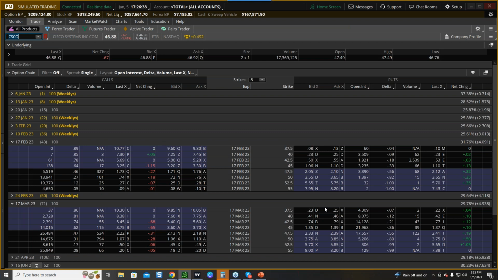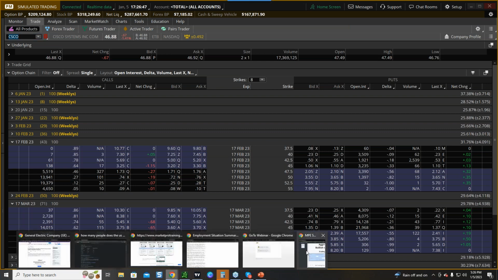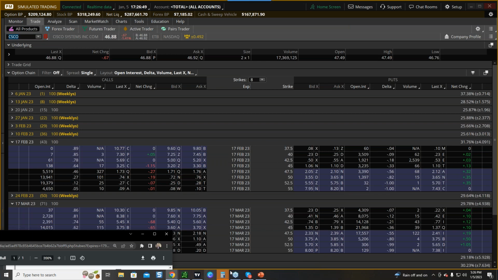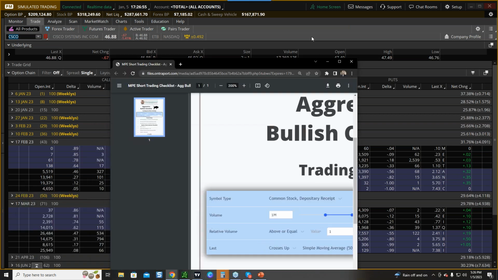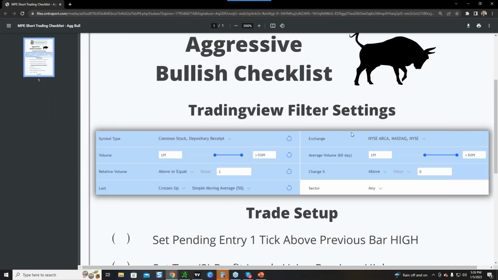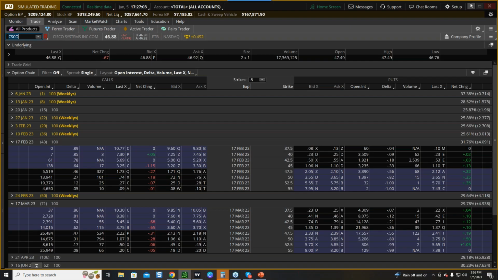Just because you can trade something, you can buy or sell something, doesn't mean it's the right time. That's why this checklist, though it looks simple, has extreme focus on creating patience in the process. The patience is built in here. If you're going to be diligent, it forces you to be patient.